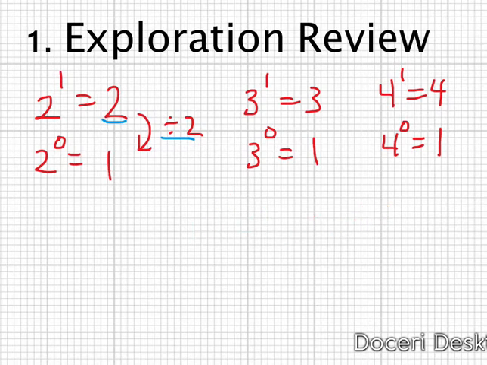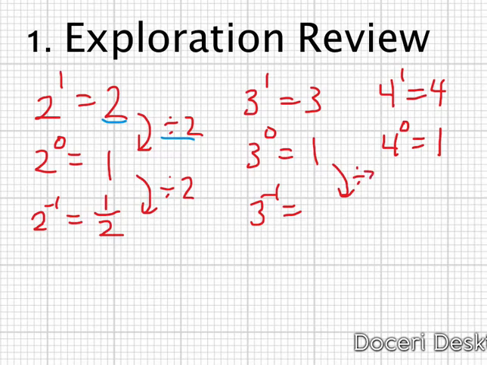Then we continued into the negative exponents, so we go 2 to the negative 1. Let's just continue that pattern of dividing by 2 again. So 1 divided by 2 gives me 1 over 2. 3 to the negative 1 is going to be the same thing. I divide by 3, which gives me 1 over 3. 4 to the negative 1, you guessed it, it's going to be 1 over 4.